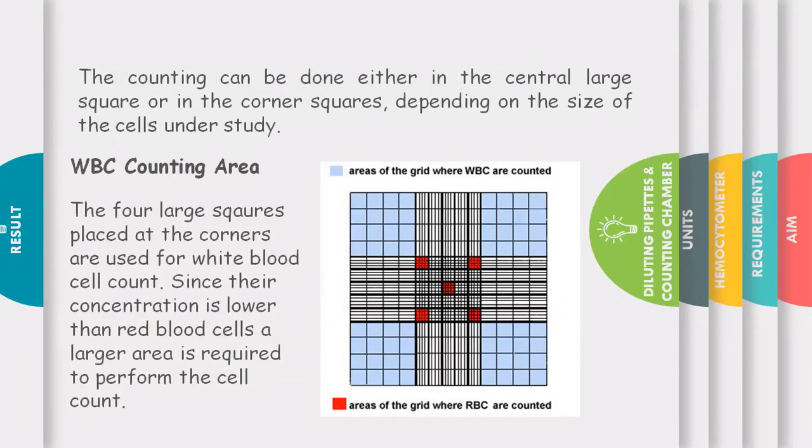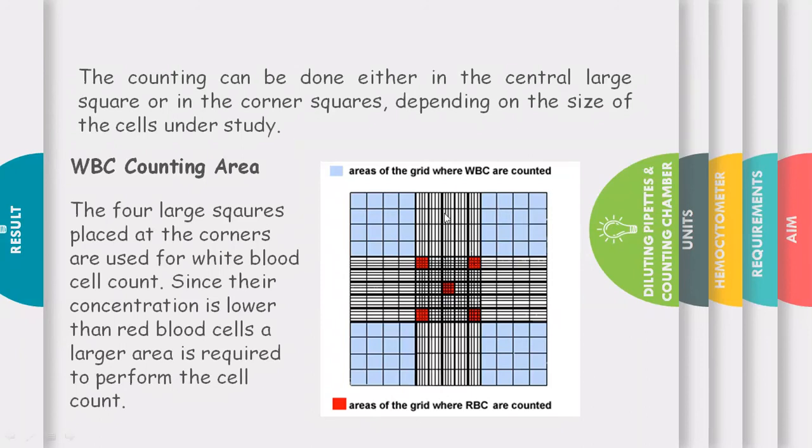The counting can be done either in the central large square or in the corner squares, depending on the size of the cells under study. Now first one is the WBC counting area. The 4 large squares placed at the corners are used for white blood cell count since their concentration is lower than red blood cells. A large area is required to perform the cell count.